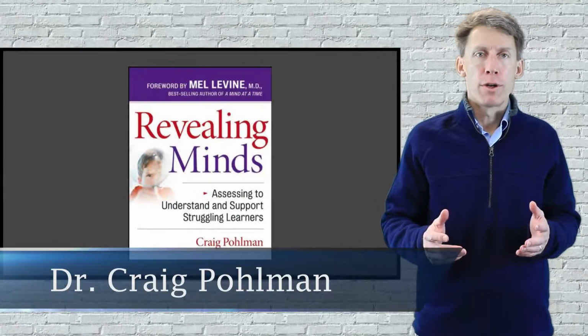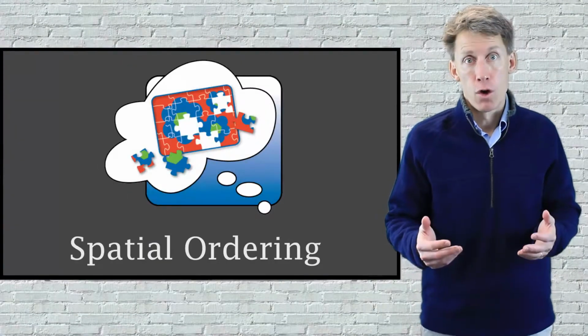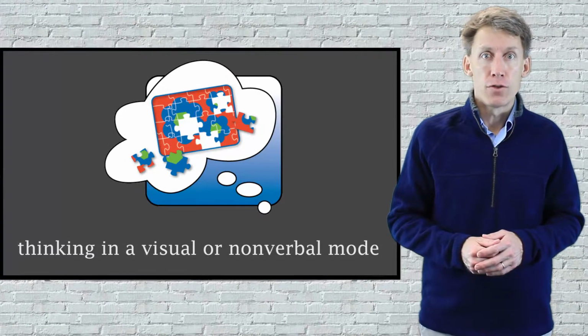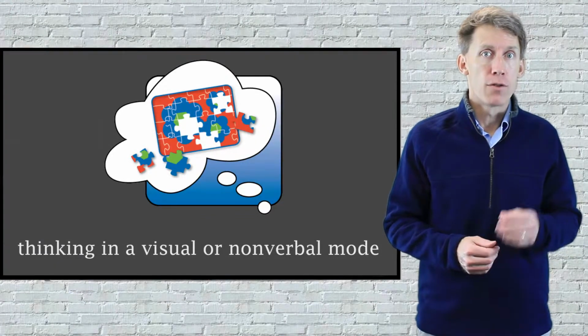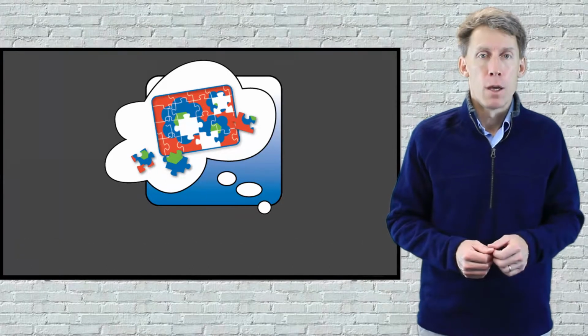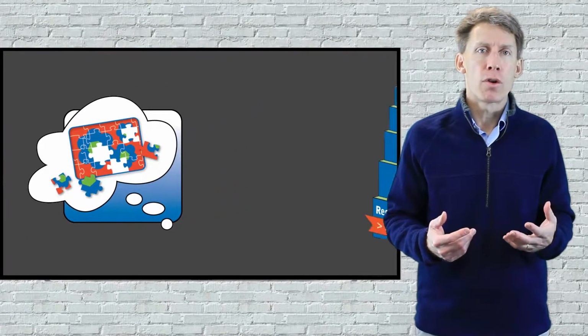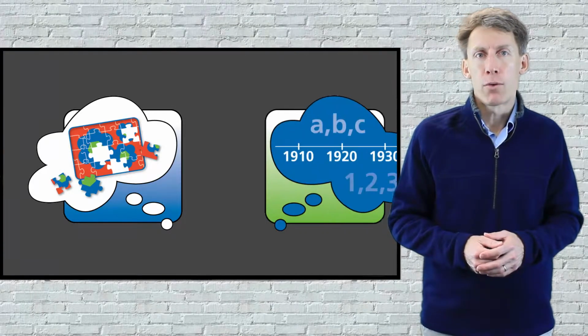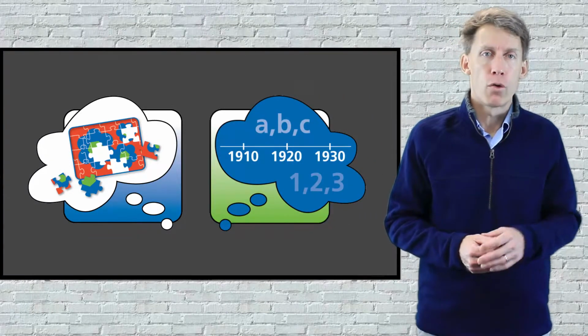I'm Dr. Craig Pullman, here to talk about spatial ordering, which is thinking in a nonverbal way. This includes interpreting and creating material that is visual or spatial. Because it's nonverbal, spatial ordering is kind of the flip side of language. Spatial ordering is also a contrast with temporal sequential ordering.